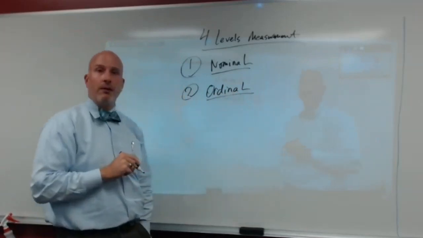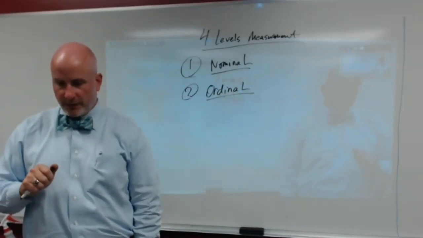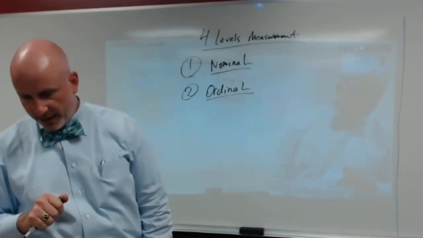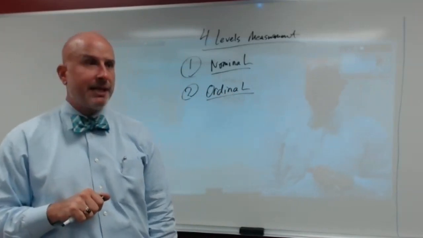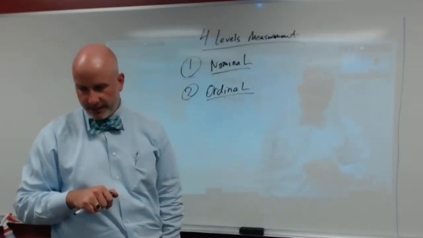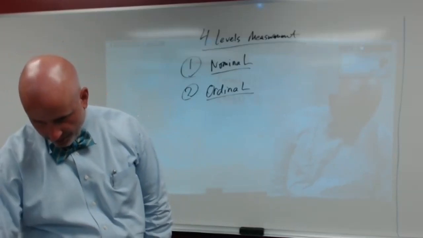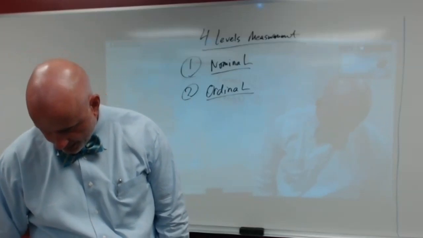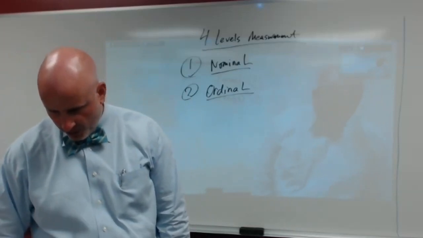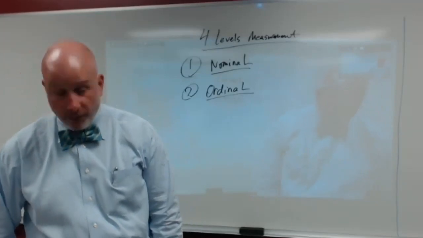Two, ordinal. Ordinal level of measurement is data arranged in some order, but the differences between data values cannot be determined and are meaningless. All right, here's an example: during a taste test of 4 soft drinks, Mellow Yellow was ranked number 1, Sprite number 2, 7-Up 3, and Orange Crush 4.